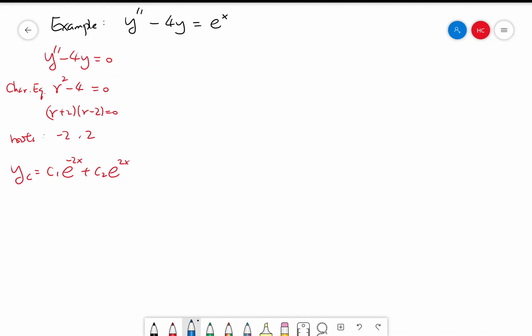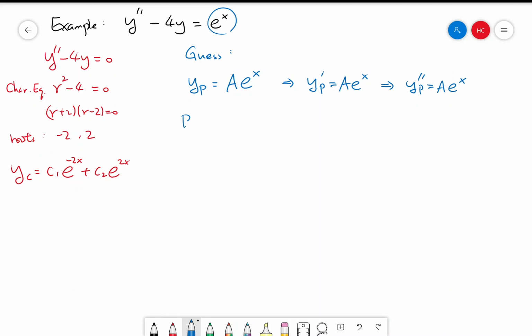Now let's deal with the particular solution. So same thing, we want to make a good guess. If you look at the right-hand side, it's e to the x. So a good guess would be yp equals a constant times e to the x. So let's try to plug this in. If yp is a times e to the x, yp prime is the same thing because e to the x has the same derivative as itself. And yp double prime is also equal to a times e to the x.